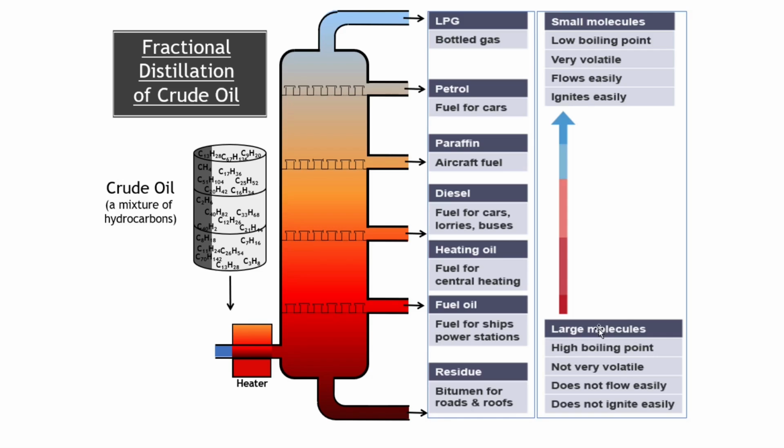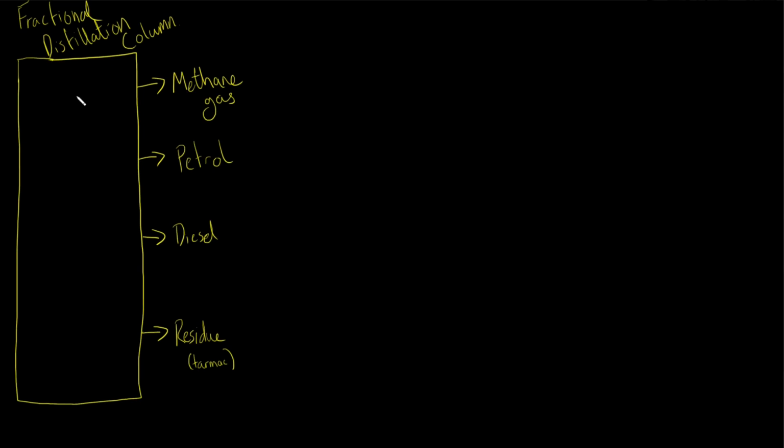So let's flick back and we'll have a little go at drawing this column and think about these trends. So here we've got our fractional distillation column, and into the column, as we know, we put in our crude oil, and the column gets heated up and the crude oil is separated into our different fractions like methane gas, petrol, diesel, residue. Now the first trend we're going to want to have a little look at here between these fractions and within the column is the size of the different fractions.